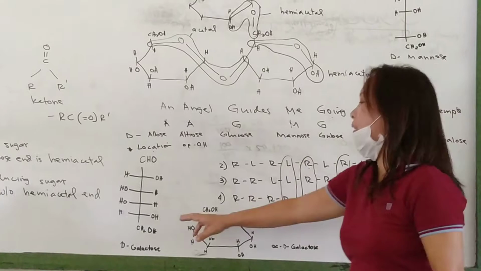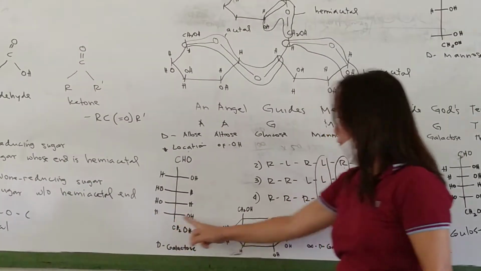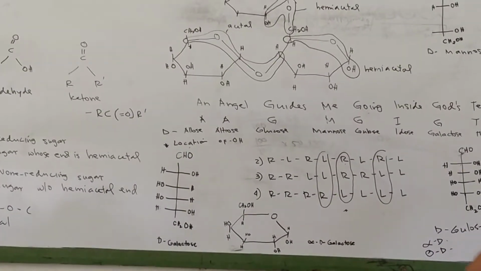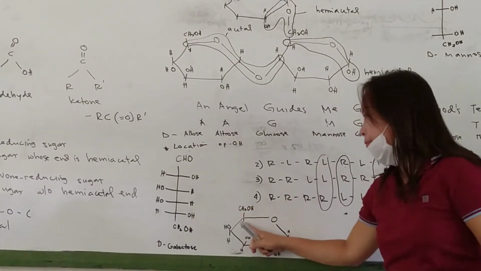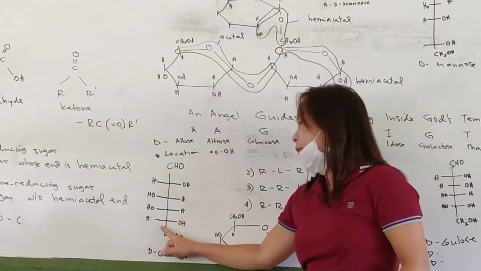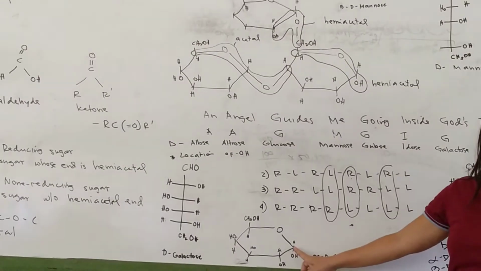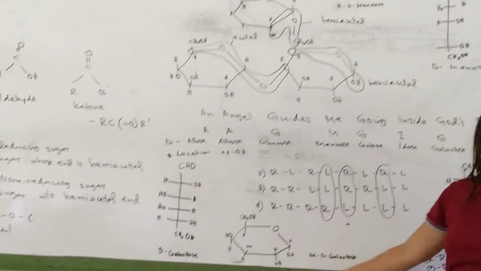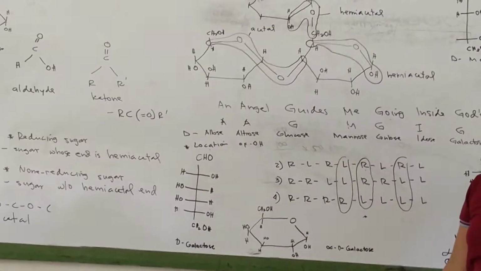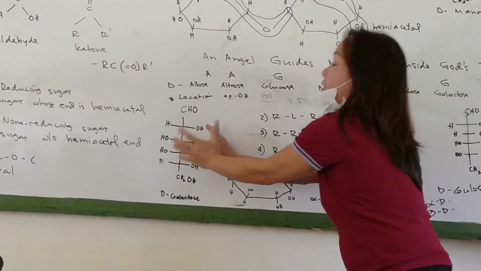In the Fischer projection we use the first carbon, while in the Haworth projection we look at the anomeric carbon. Second, third, and fourth. Okay, again, from Fischer projection, it's easy, right?